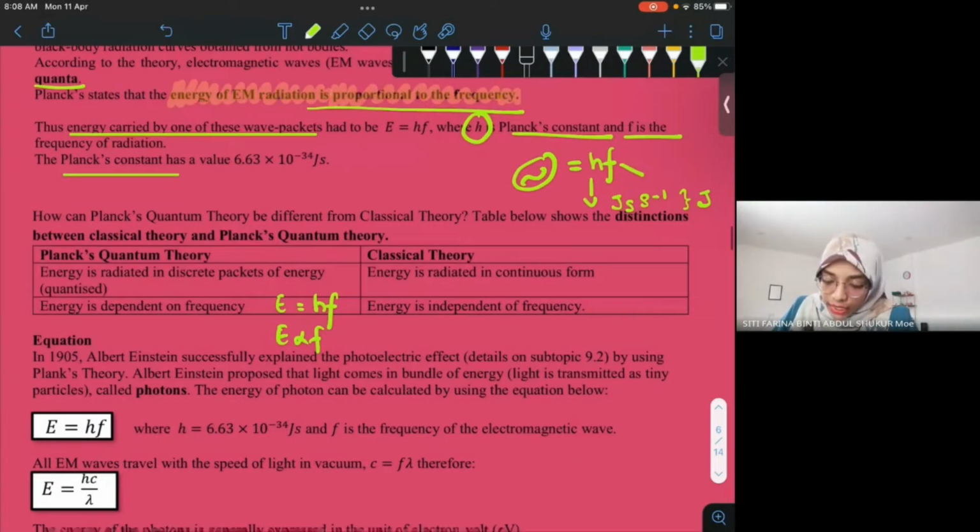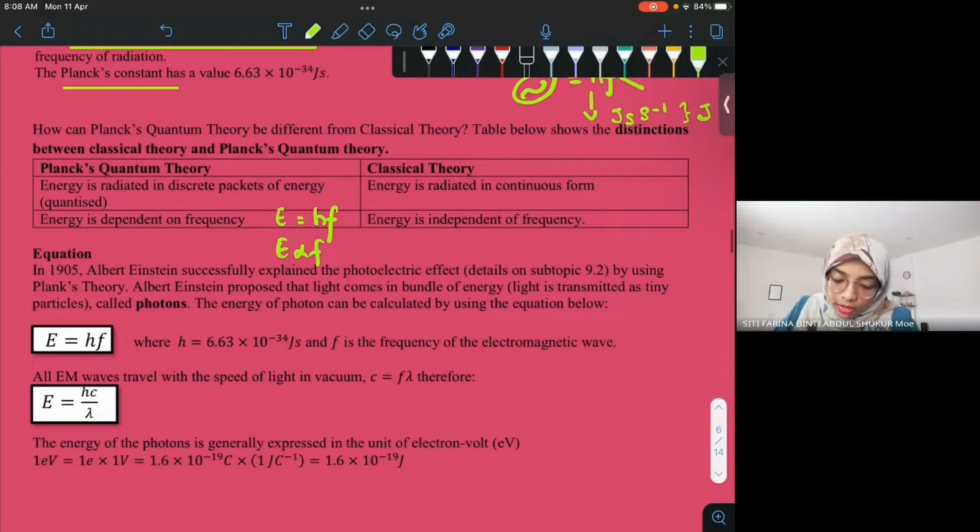Okay, and then in 1905, Albert Einstein successfully explained the photoelectric effect by using Planck's theory. So with the help of Planck's theory ini, Einstein managed to come out with photoelectric effect, dan dia dapat explain the process of this photoelectric effect thanks to Planck lah. Okay, so we'll be looking at photoelectric effect in our next subtopic.